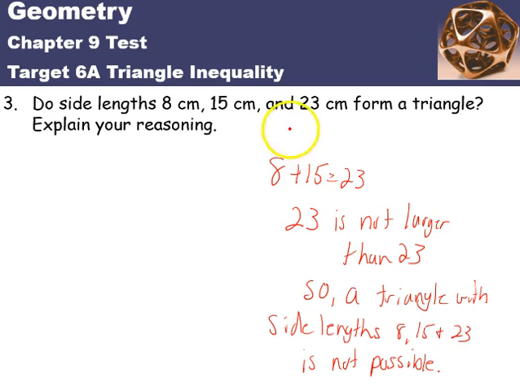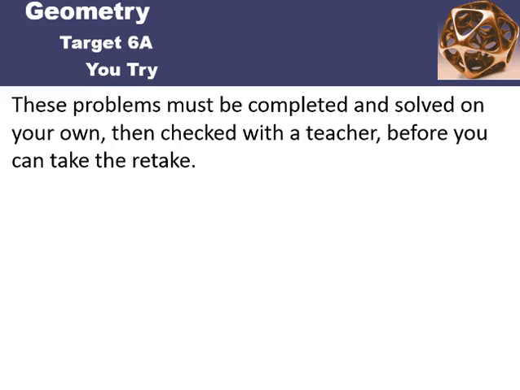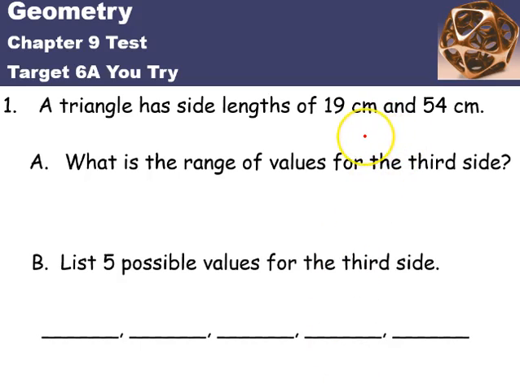Okay? So remember, you add them together. If it's equal, it's not possible. If it's smaller, it's not possible. And if it's bigger than the biggest side, then it is possible. Okay, so the following problems you have to show a math lab teacher, a geometry support teacher, or your geometry teacher, and have them checked, and then you can do the retake. So the first one, a triangle has side lengths 19 and 54. Find the range of values for the third side, and list 5 values for the third side.